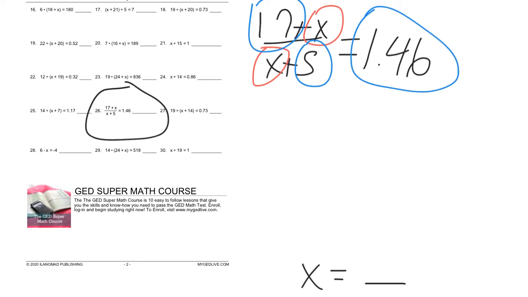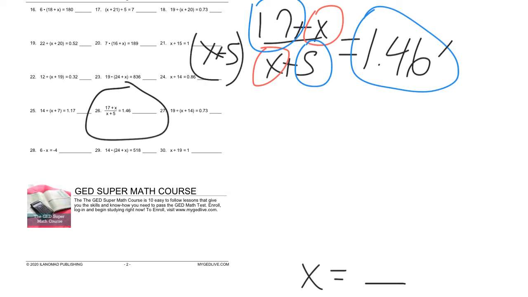The simple way to think about combining like terms, and I've highlighted the ones that are alike by different colors, is by doing the opposite. So here we have 17 plus x divided by x plus 5, and then here we have 1.46. The opposite of division is multiplication. So the first thing we want to do is the opposite. I'm simply going to multiply this side of the equation by x plus 5.